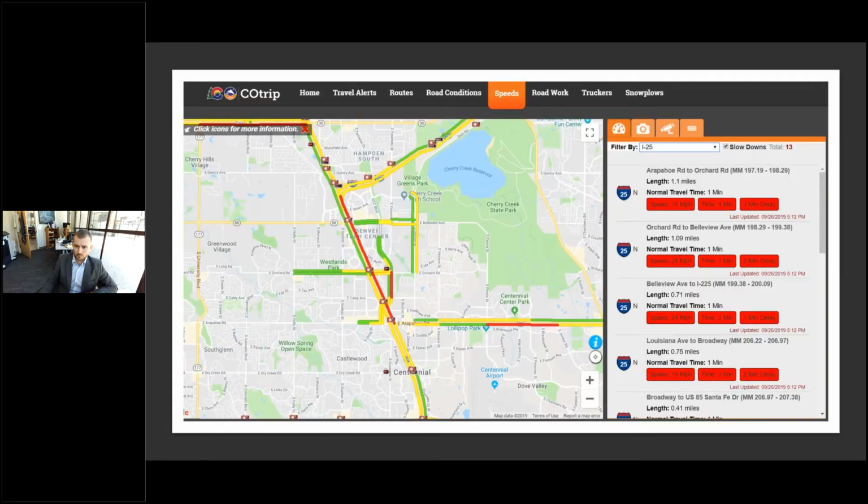This is an example right here that will showcase how people are seeing our data on CoTrip, and it changes in an interactive way that's live to the driver wherever their fastest route might be.